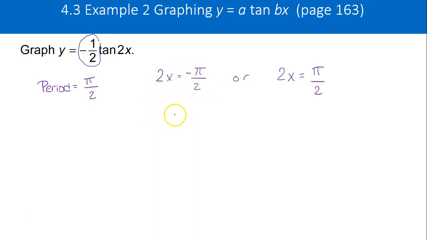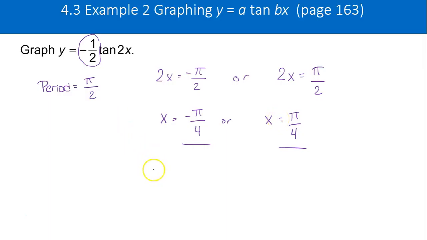Now solve each of these, and you get, let's see, so divide both sides by 2, we get x equals negative pi over 4, or x equals positive pi over 4. Okay, so these are our two vertical asymptotes, right here and here. And then now let's go ahead and divide this interval from negative pi over 4 to pi over 4 into 4 equal parts.